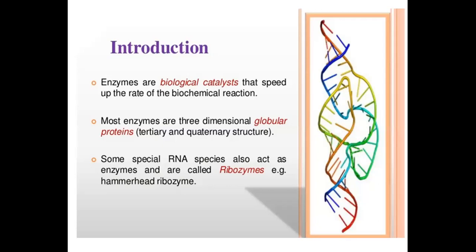Globular means a combination of the tertiary as well as the quaternary structure. Some enzymes, especially the ribozymes, which are RNA species, act as enzymes but are not proteinous in character. Generally enzymes are proteinous in nature, so the ribozyme is one exception which is not at all proteinous.